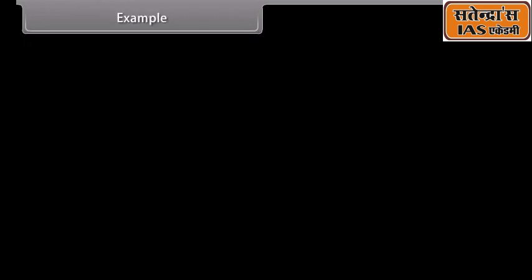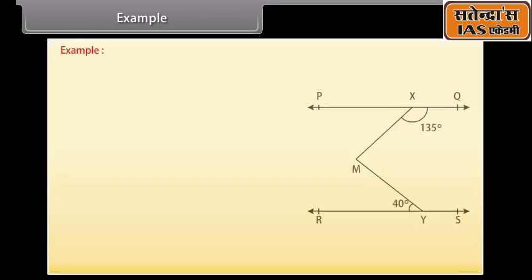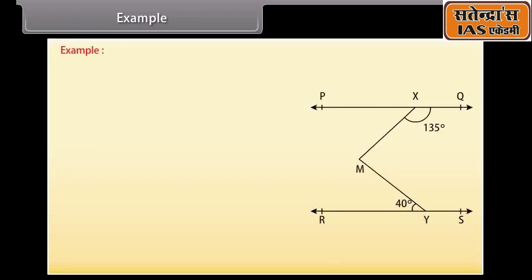Example. Now let us solve some examples related to parallel lines. Given that PQ is parallel to RS, angle MXQ is equal to 135 degrees and angle MYR is equal to 40 degrees, find angle XMY.